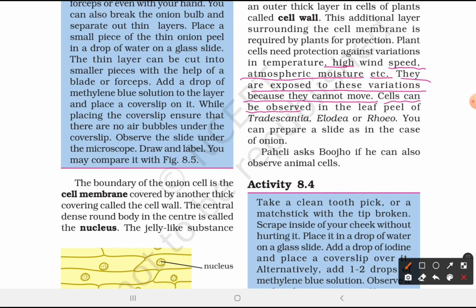Cells can be observed in the leaf peel of Tradescantia, Elodea or Rhoeo. You can prepare a slide as in the case of onion.